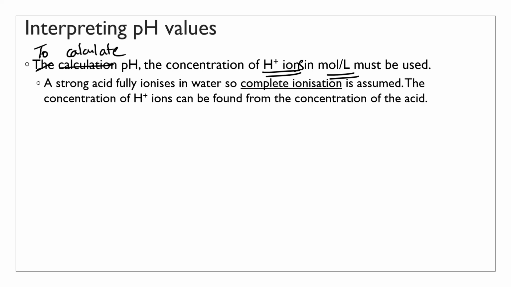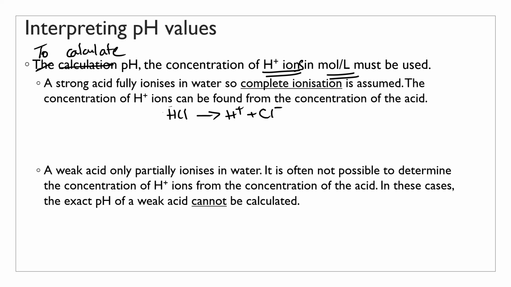The other thing that I do want to emphasize is that when you have a strong acid, because the definition of a strong acid is that it fully ionizes in water, you can assume complete ionization. For example, if I have HCl, I know that all of the hydrogen in HCl is going to get ionized. So you can just make that assumption and find the concentration of hydrogen ions from the concentration of the acid.